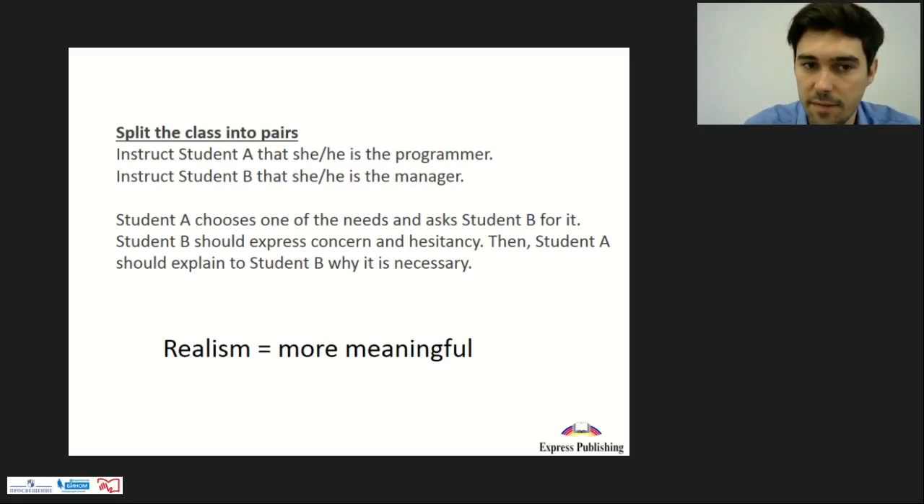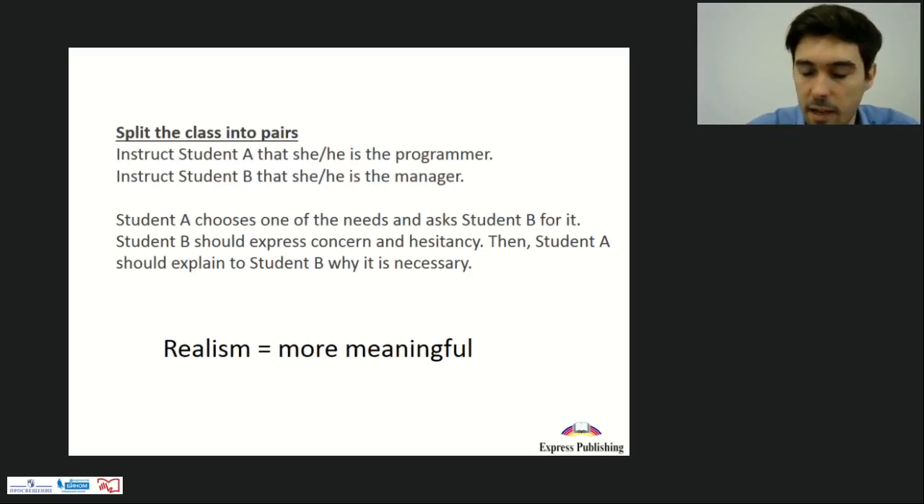So if we have this activity here, we can have student A and student B. We can have student A express their needs, and student B should express concern and hesitancy. So they can use this useful language in a more meaningful way, and at the same time we're developing our soft skills, as in the workplace, when we're faced with a problem, we need to be able to act professionally in that kind of situation. So through realistic and meaningful activities, the students are getting some experience and getting some valuable skills into how to problem solve and how to communicate with their manager, with their different employees.